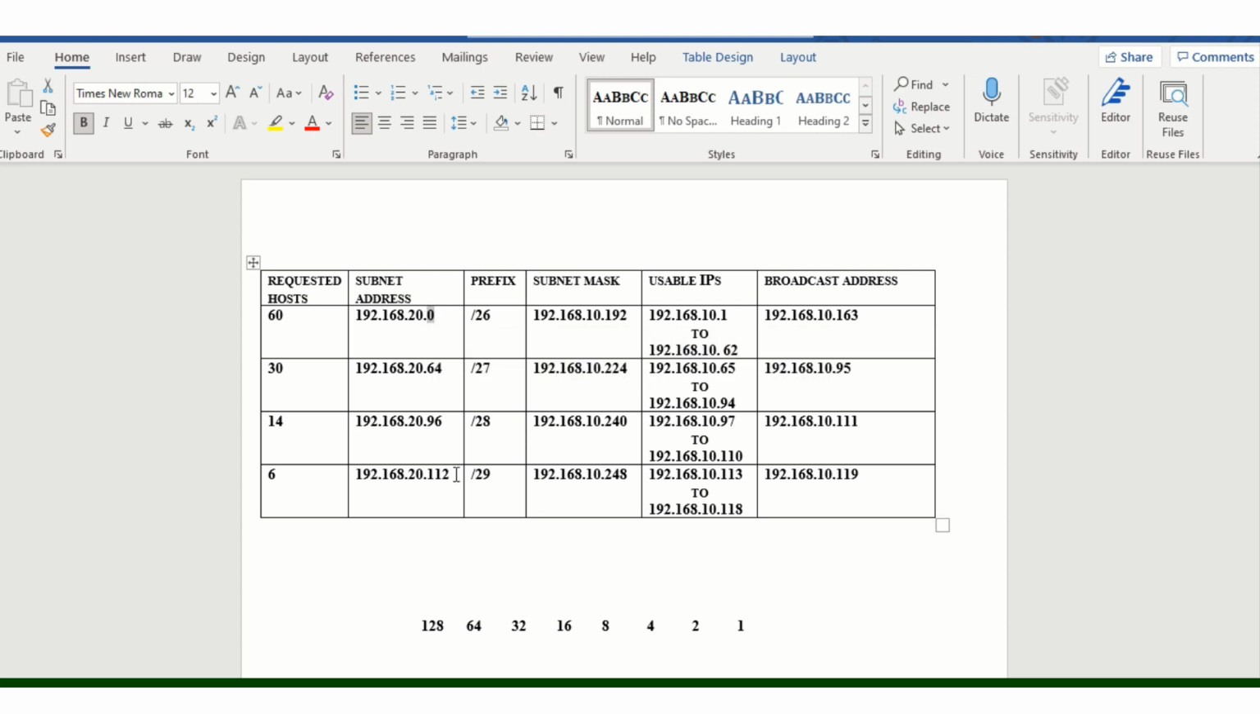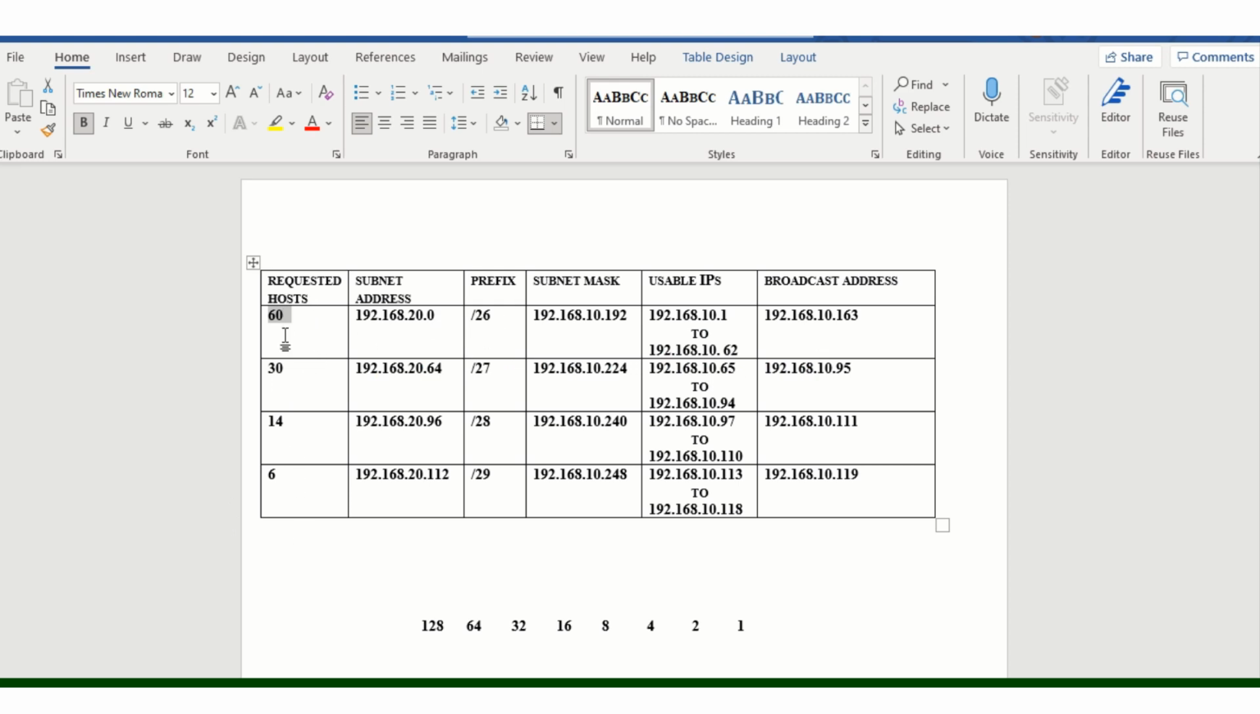Instead of using the class C IP address where the 8 bits of the fourth octet belong to the host portion, we will divide these 8 bits and use some of the bits for the network portion and some of the bits for the host portion. When we are planning a network, it is planned according to the number of hosts. The largest network is planned first and then we move on to the smallest one.